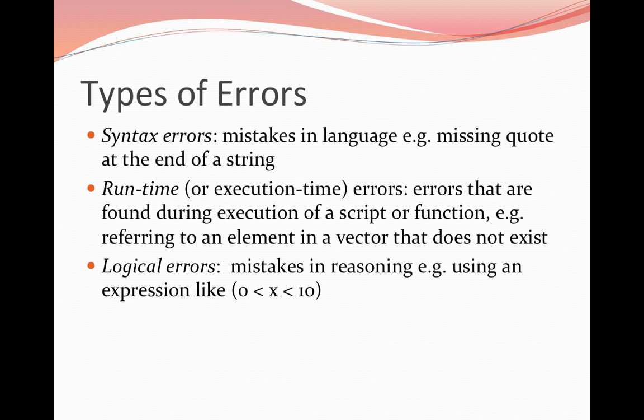If 0 is less than x less than 10, and you think that that's going to be true only if x is in the range from 0 to 10, well, you're wrong. That expression is always going to be true. So that would be what's called a logical error, and you may not get the result that you would expect, but you're not going to get any kind of an error message either.